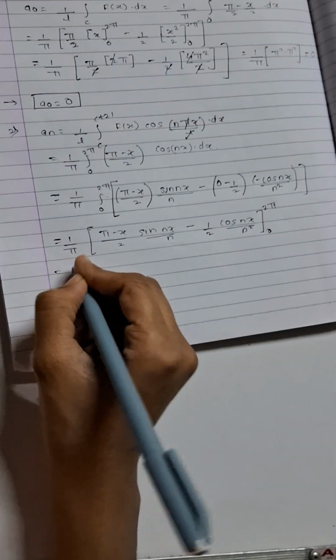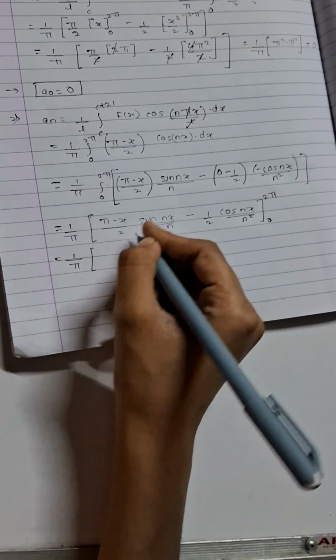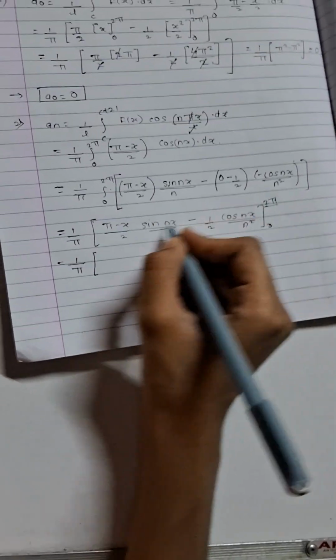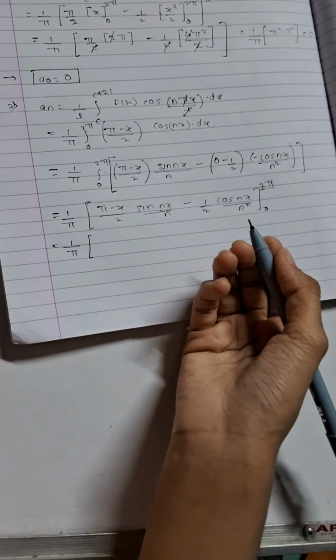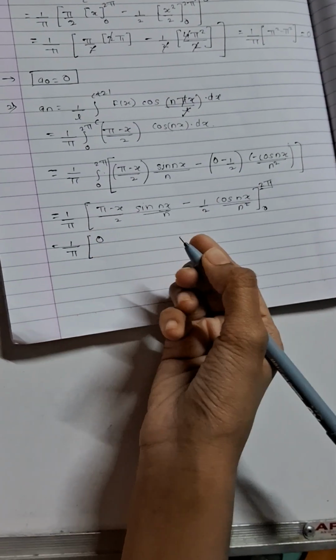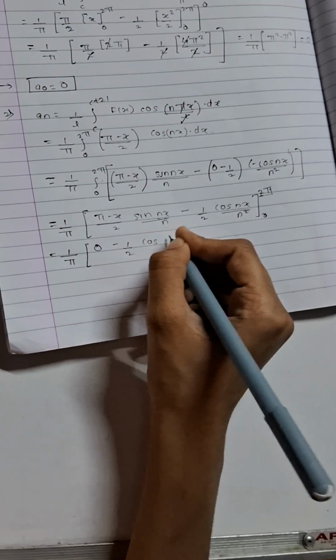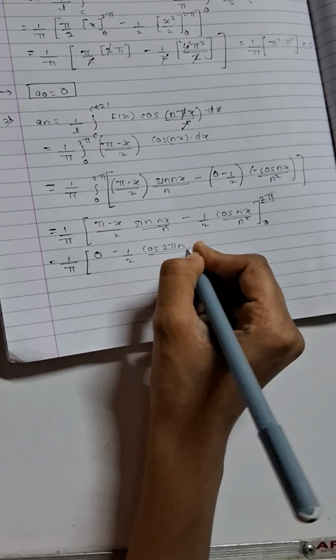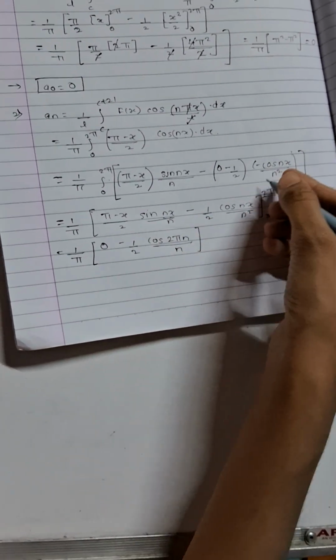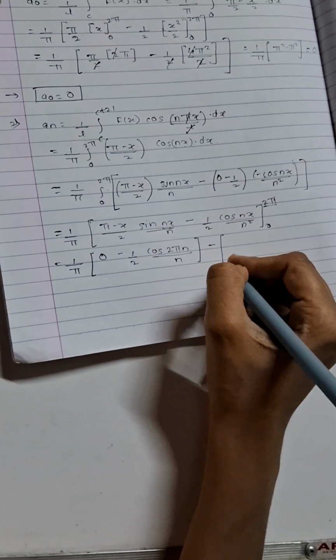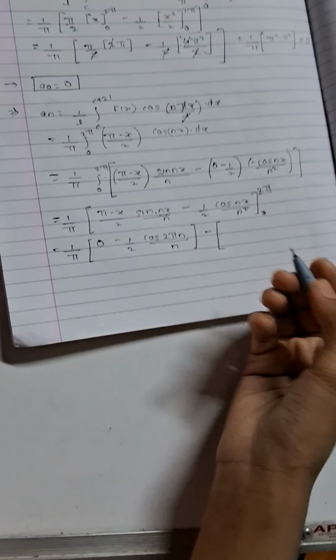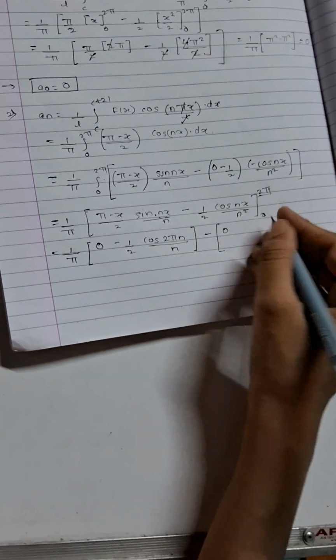Now I can see this is 1 by pi. If I put sine 2 pi over here, we know that sine 2 pi is nothing but 0, so directly I'll write over here 0. Now this is minus 1 by 2 cos of 2 pi n divided by n square. So I have put the upper limit successfully. Now it's time for the lower limit. Sine 0 is nothing but 0, so I can directly write it as 0.